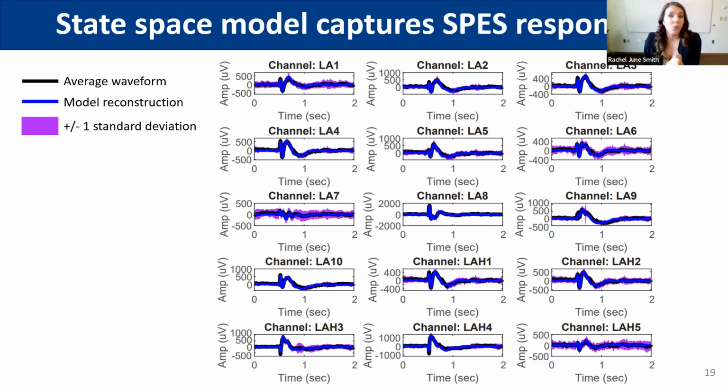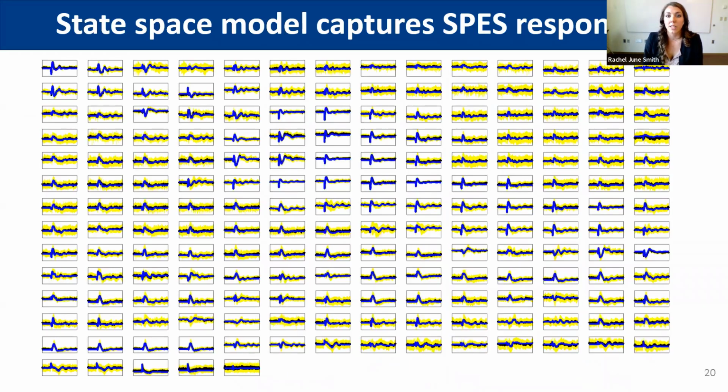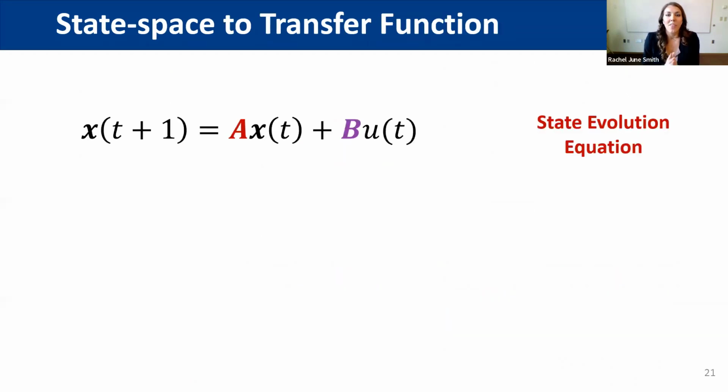And so these are showing you some representative examples, but what's cool is that this is true for all of the channels in a given data set, right? So then the yellow now is showing plus or minus 1 standard deviation from the waveform. So cool. We have a model that can accurately describe and reconstruct single pulse electrical stimulation data, right?